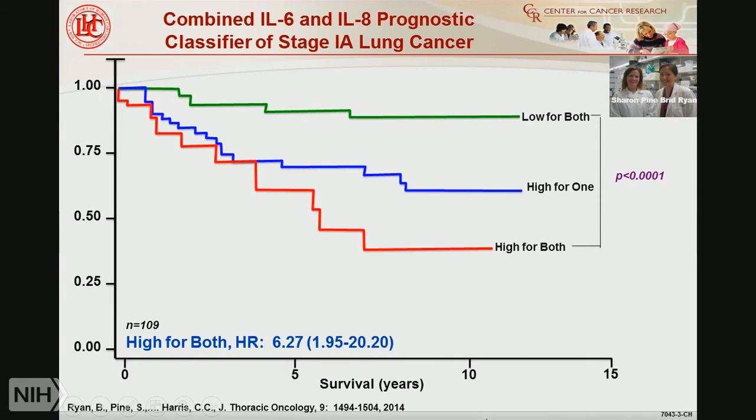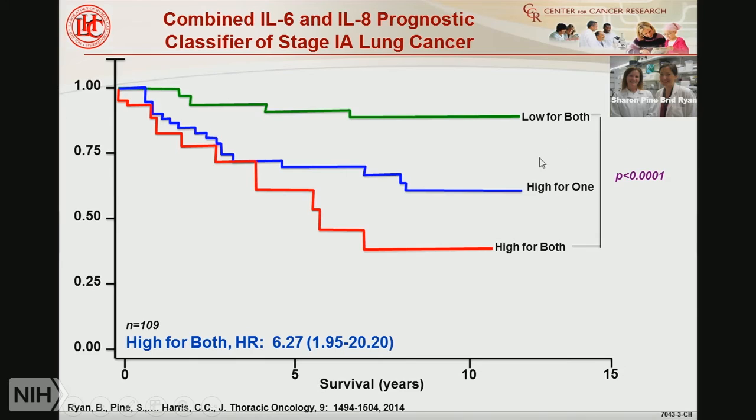So I mentioned that even in early stage cancer, and this is stage 1A lung cancer, so these are tumors that are no bigger than this, and there's no evidence of metastases after surgery. But as you can see in this Kaplan-Meier plot, 100% survival, 0% survival, and up to 15 years, if both IL-6 and IL-8 are low, in fact, survival is quite good.